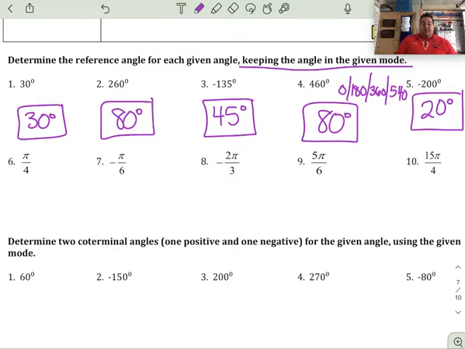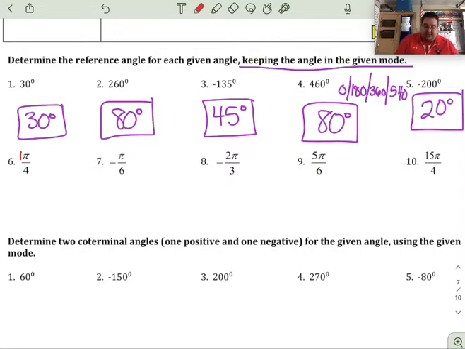Now, the ones that are in radians become maybe just a little bit more difficult because we have to think of it in terms of pies instead of degrees, right? So 0, 180, 360, basically that's the same thing as 0 pi, 1 pi, or 2 pi. So if we think of pi over 4 as 1/4 of a pi, you have one piece out of a pie. Let's think of it this way.